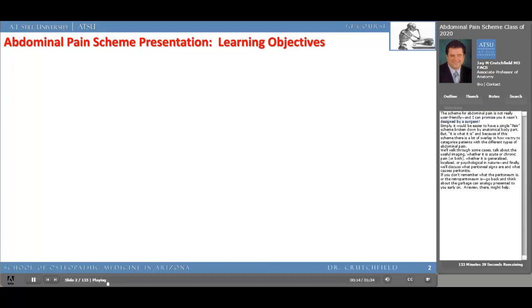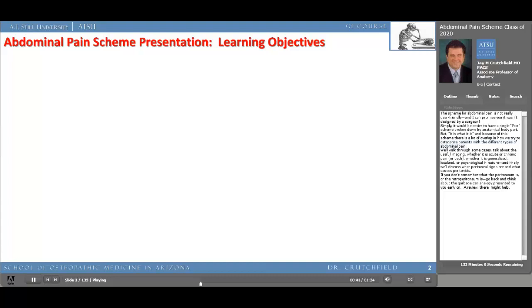But it is what it is, and because of this scheme, there's a lot of overlap in how we try to categorize patients with different types of abdominal pain. We'll walk through some cases, there are about five in this presentation, and we'll talk about useful imaging, whether it's for acute or chronic pain or both, whether it's generalized, localized, or psychological in nature. And finally, we'll discuss what peritoneal signs are and what causes peritonitis.